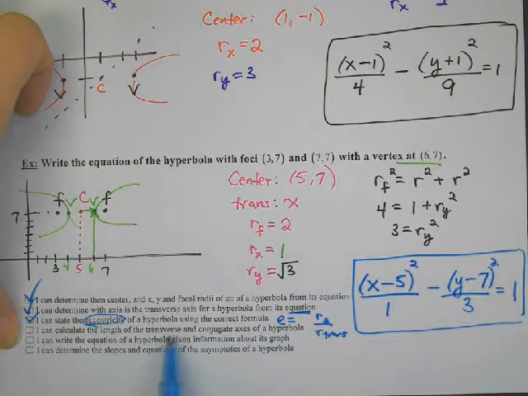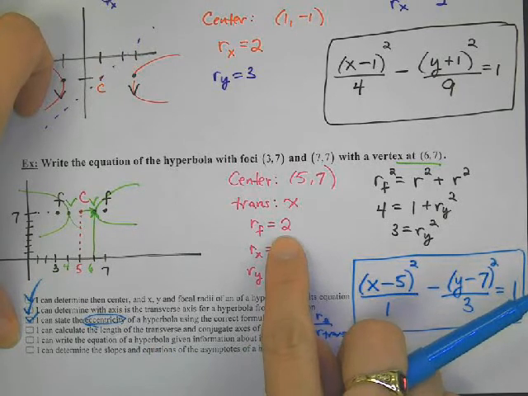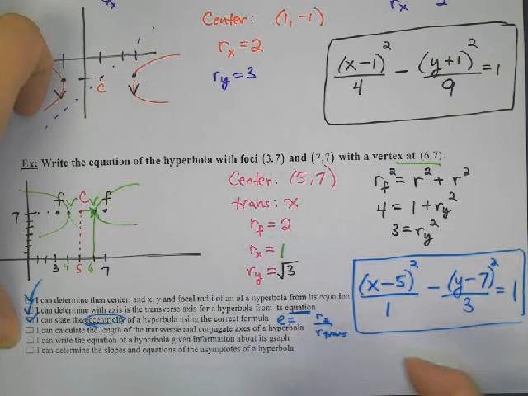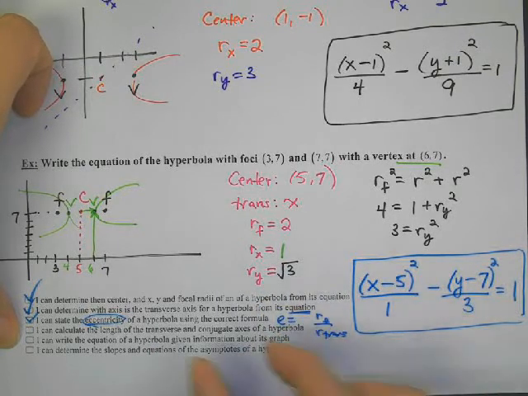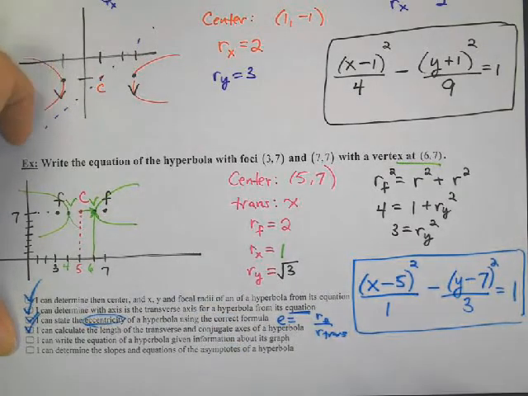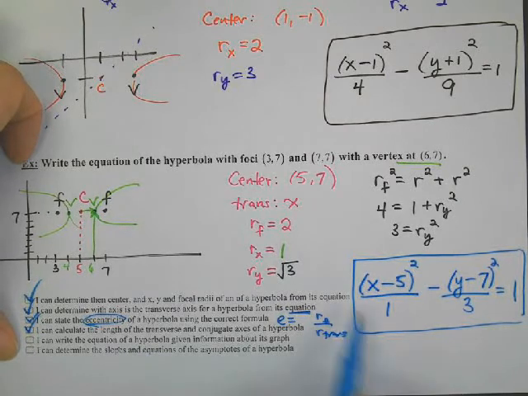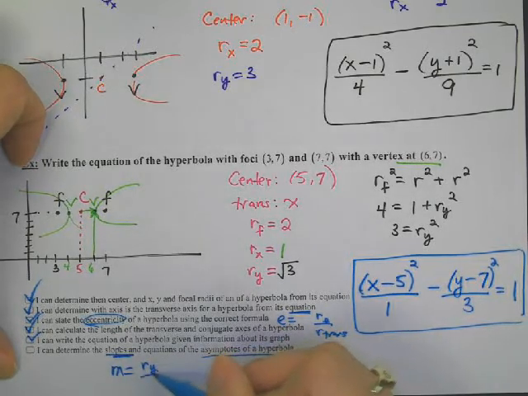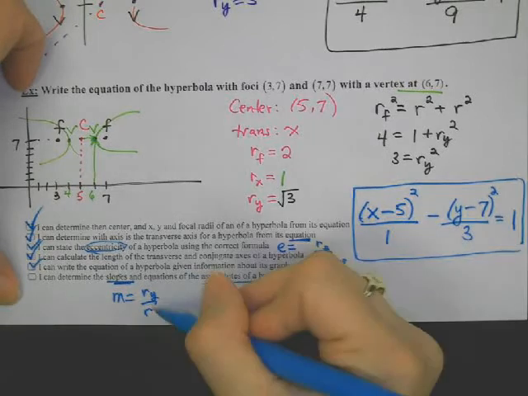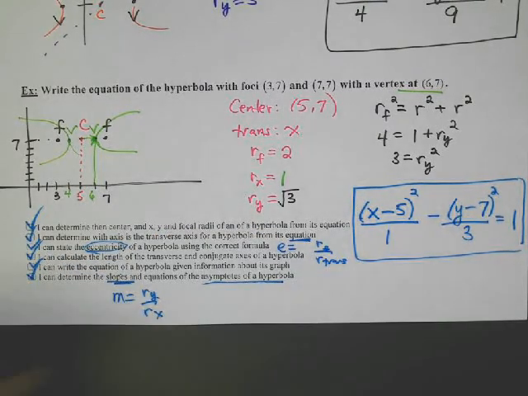I can calculate the length of the transverse and the conjugate axis. So if r sub f, for example, is 2, then how long is it? 2 and 2 is going to be 4. Okay. R sub y, here's radical 3. So what's radical 3 plus radical 3? 2 radical 3. Little radical work for you. I can write the equation. Okay, don't forget, the positive one is the transverse one. Don't forget that minus sign, the squareds, and the 1. And I can determine the slopes and the equations of the asymptotes. The slope is r sub y over r sub x. Okay, lots of things. Have a good day.